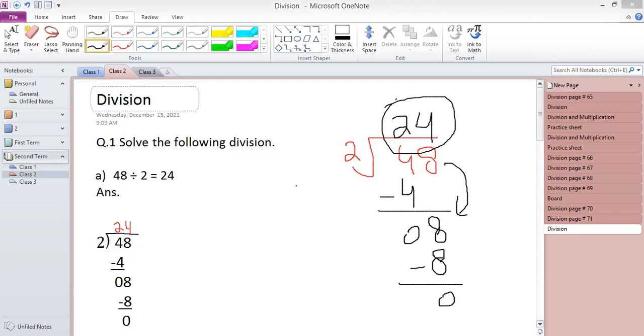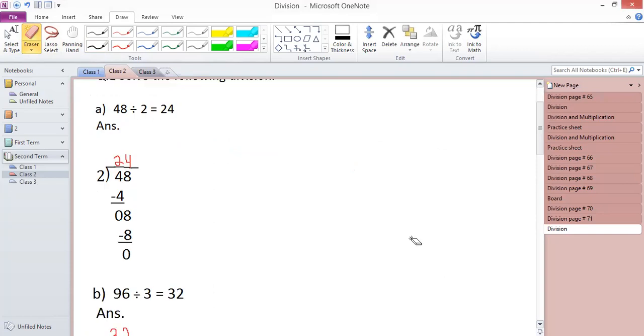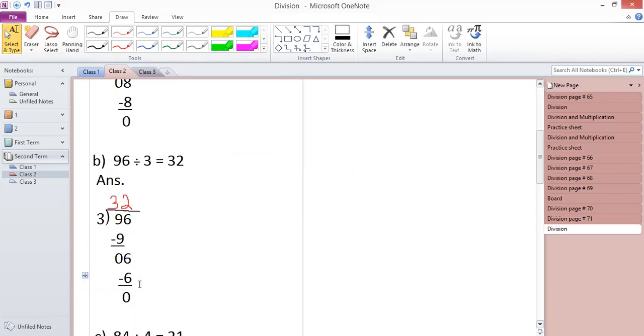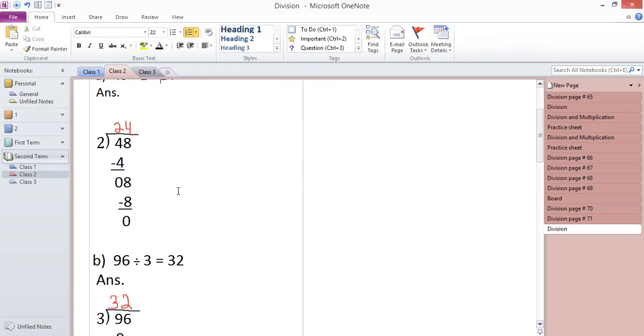Question number 1A. Solve the following division. 48 divided by 2 is equals to 24. Then the next question is 96 divided by 3. This is the next question. 96 divided by 3.